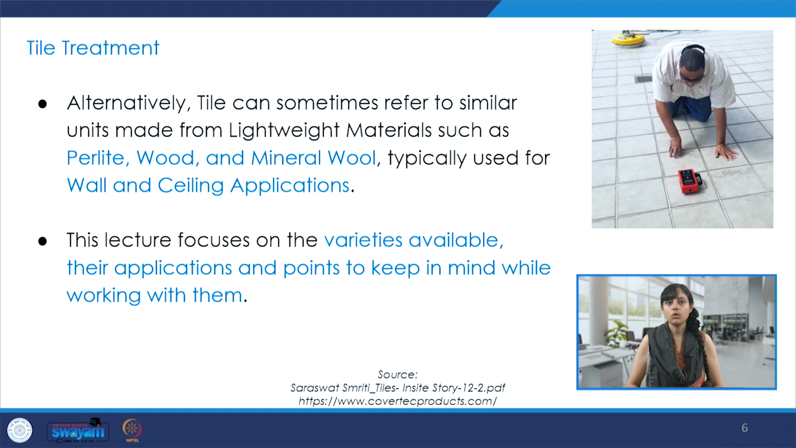And we can also have tiles made out of perlite, wood, mineral wool. These are sort of alternate lightweight materials and they could be used for wall and ceiling applications. And today's lecture will focus on varieties available, their applications and some points or terms to keep in mind while we are working with tiles.